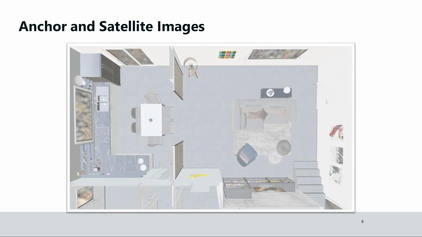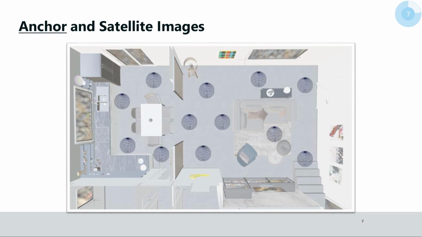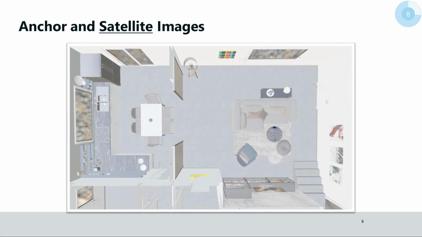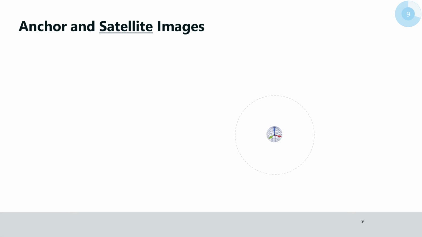This is the top view of one of our synthetic scenes. Anchor images or anchor cameras are those we manually place throughout the scene. They can be seen as reference images. To understand satellite images, let's take one of the anchors, such as this one shown here, and now for each anchor we randomly generate a set of nearby images within a virtual sphere centered at the anchor camera. Note the different baselines and orientations.